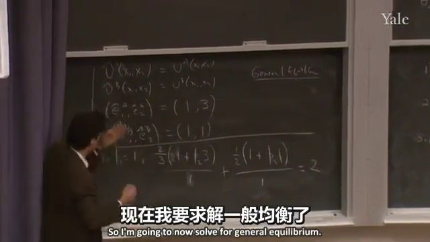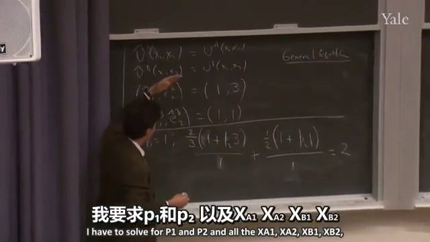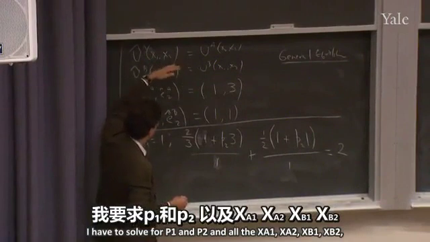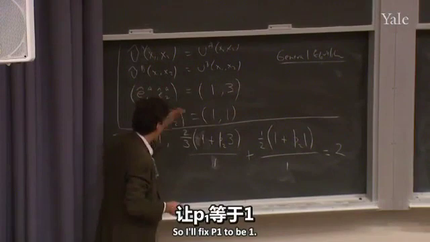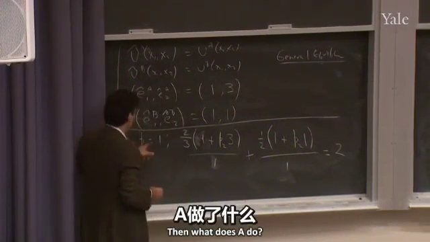So I'm going to now solve for general equilibrium. I have to solve for P1 and P2 and all the XA1, XA2, XB1, XB2. But I can fix one of the prices to be 1. So I'll fix P1 to be 1. Then what does A do?